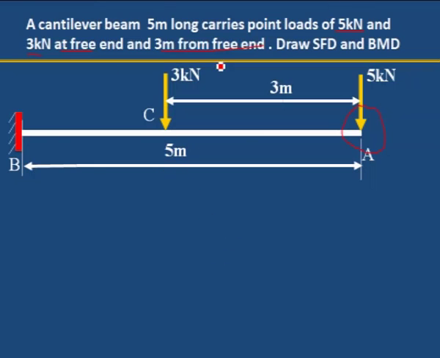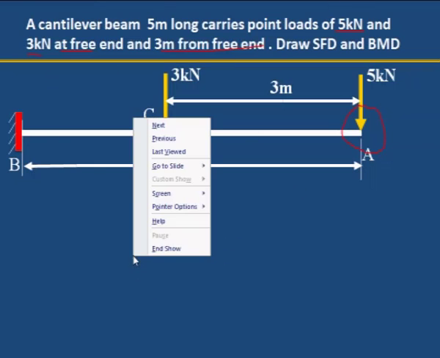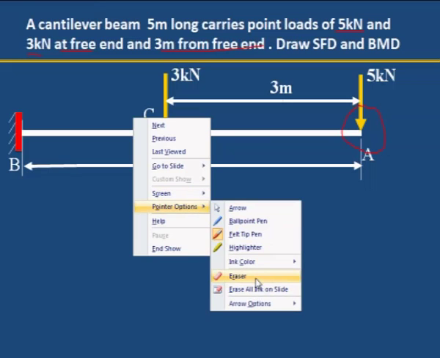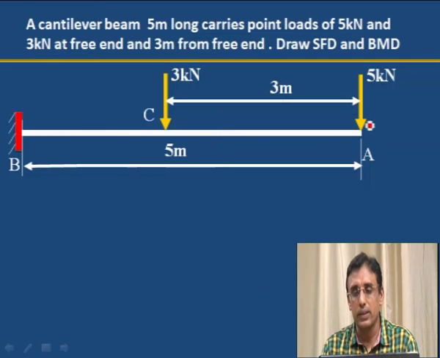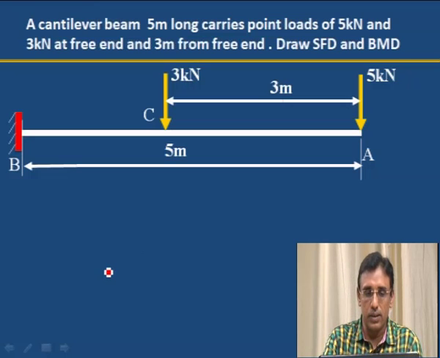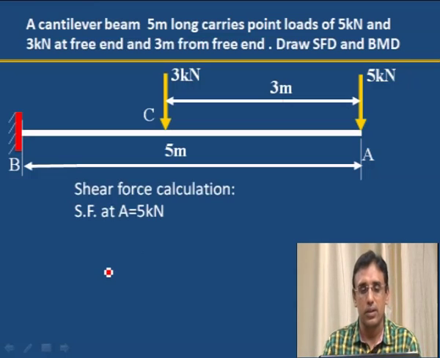Then this is the drawing and you have to mark the salient points. A is the point where one point load acts, and the second point is B, the fixed end. C is the point where another point load is acting. 5 kilonewton and 3 kilonewton, 2 point loads are acting on this cantilever beam. Let us calculate the shear force.